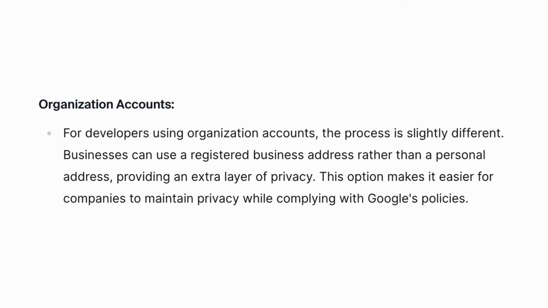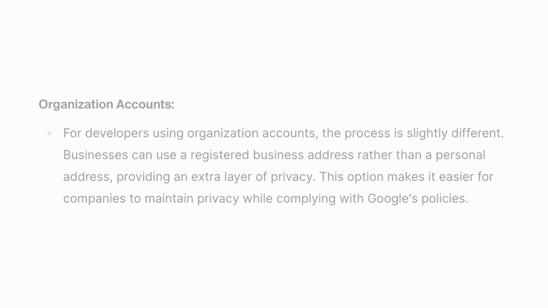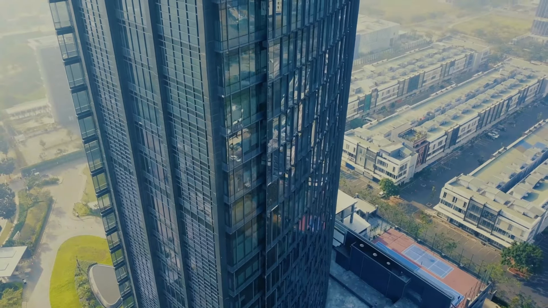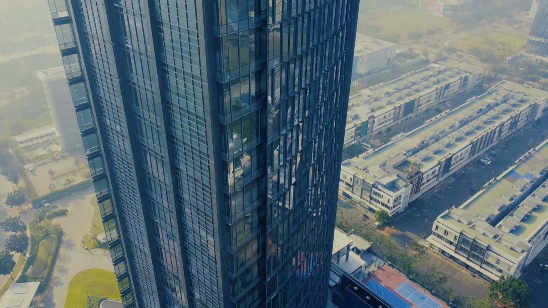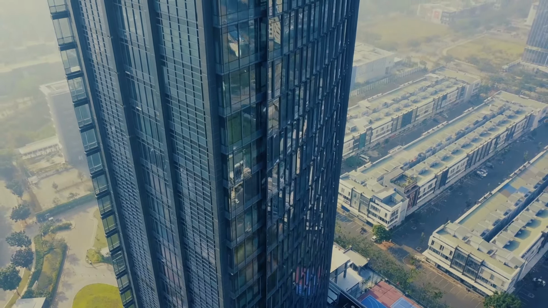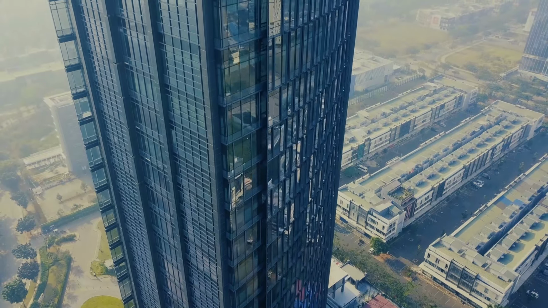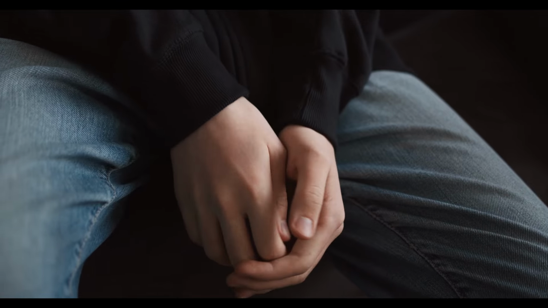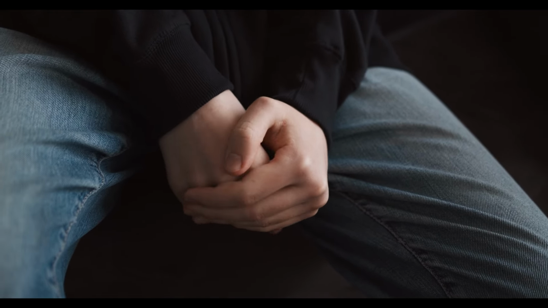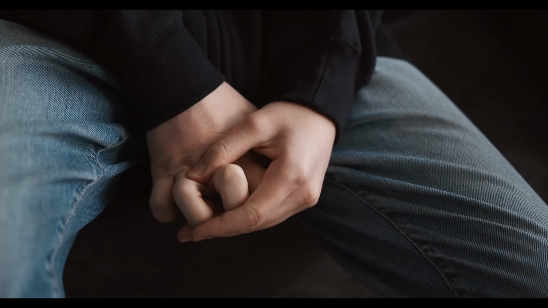For developers using organization accounts, the process is slightly different. Businesses can use a registered business address rather than a personal address, providing an extra layer of privacy. This option makes it easier for companies to maintain privacy while complying with Google's policies, in contrast to other platforms like Apple's App Store, which allows more flexibility with virtual office addresses in some cases. Google Play has adopted a stricter stance. As a result, many personal developers are now in a difficult position, needing to expose sensitive information or explore costly alternatives to comply with the rules.